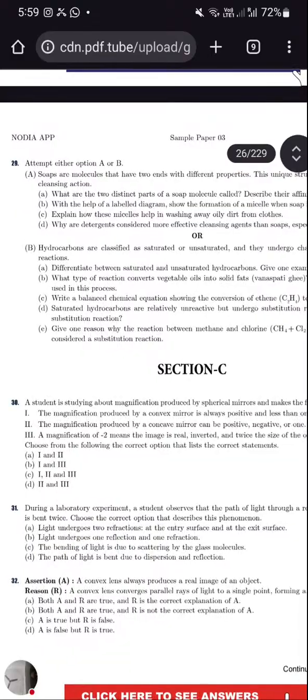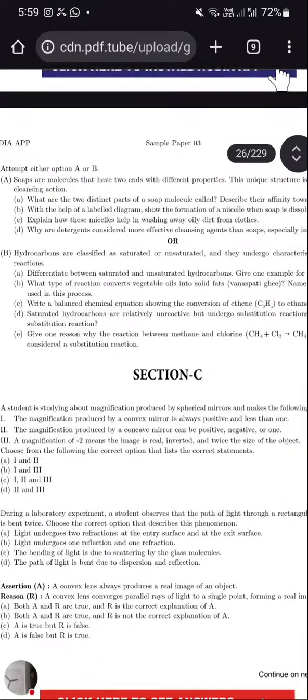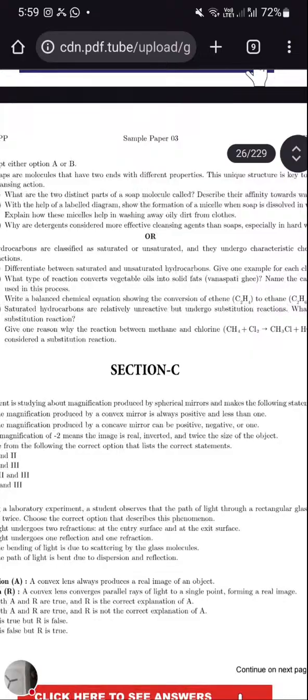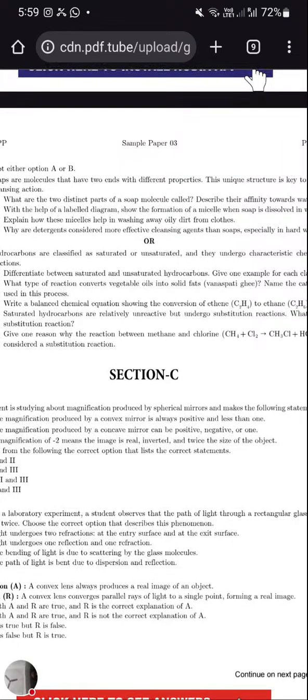Okay, next one. Why are detergents considered a more effective cleaning agent? Okay, sit. Okay. Your mother came. She wants to take you? Check his answers.